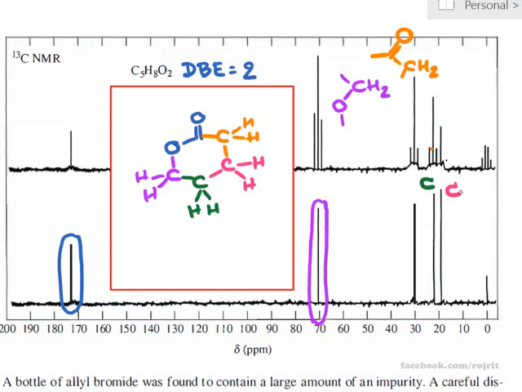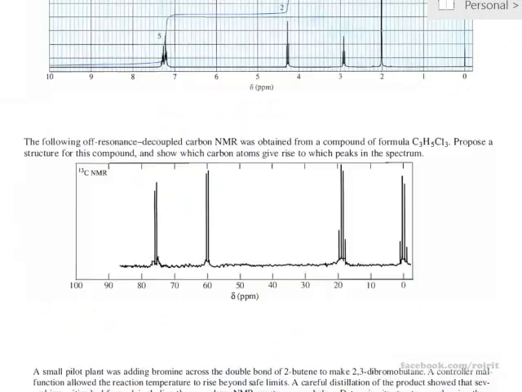So we're going to look at the next example. So come to the last exercise for carbon-13 NMR. As you can see here, the following proton-decoupled carbon NMR was obtained from a compound. You have the formula here, C3H5Cl3, right, is trichloropropane for sure, because it is saturated, because DBE equals 0. So propose the structure for this compound.